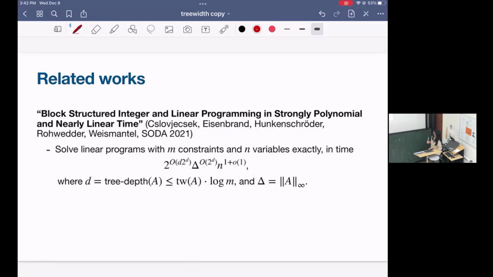And since they're solving everything exactly, and also this is strongly polynomial time, you would expect this 2 to the O of d times 2d, something like this in the runtime. So they get nearly linear, right, parameterized by Treedepth. And here their delta is a little bit different than our delta, but not so much.